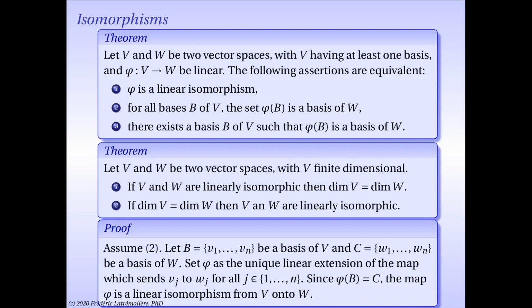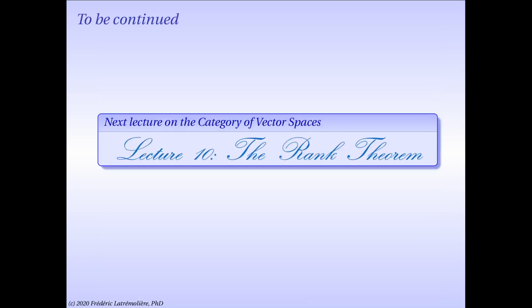So now that we have established that the dimension is a complete invariant for finite dimensional vector spaces, we wish to be able to compute this dimension for many of the constructions of vector spaces we have encountered. This will be the topic of our next lecture, which will devise methods to compute the dimension of products and quotient vector spaces, and conclude with the very important theorem called the rank theorem.